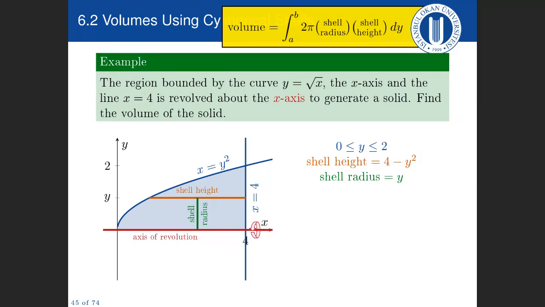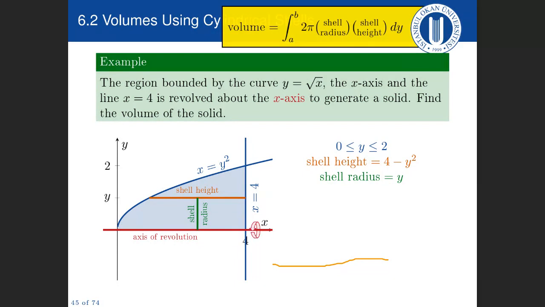Question, how is y squared? I'm guessing you're talking about the shell radius. So let me go back to talking about that. I want to work out the length of this orange line, this shell height.